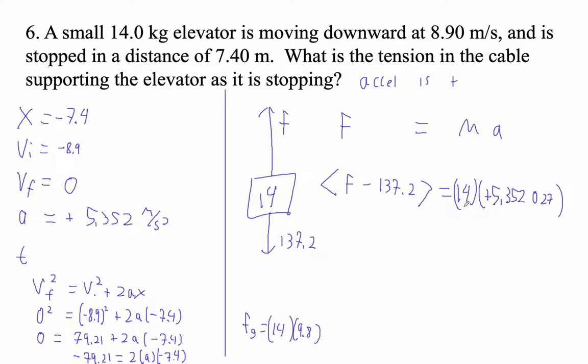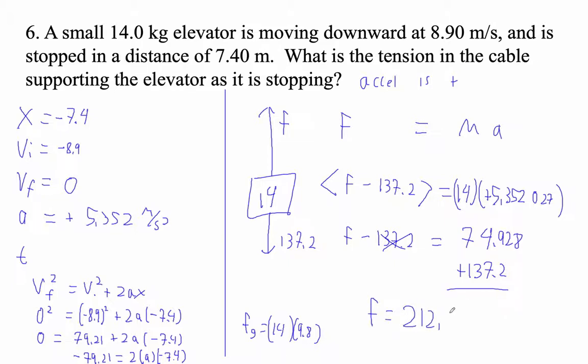Okay, so I'm going to go 14 times that acceleration. I'm just going up arrow. And this side ends up being 74.928, right? F minus 137.2. Okay, so now I'm going to add 137.2 to both sides. That'll make this go away. Okay. Plus 137.2. And I get 212.1 newtons. What did I get? Did I get the right answer? Yes! All right.